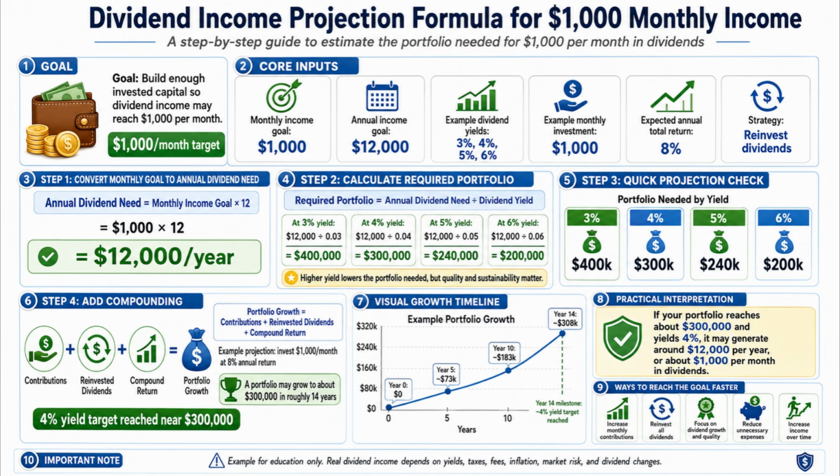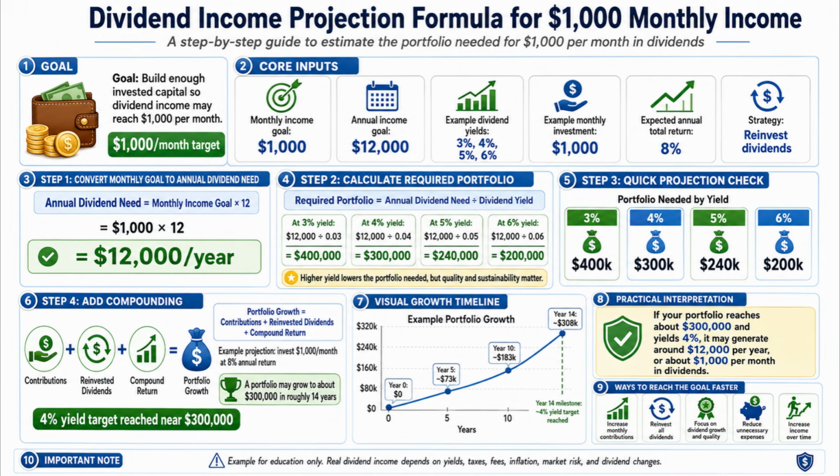Next, we look at the core inputs used in this example. The monthly income goal is $1,000, and the annual income goal is $12,000. Then, for dividend yield, we use example rates of 3%, 4%, 5%, and 6%. Also, the example monthly investment amount is $1,000, and the expected annual total return is 8%. In addition, the strategy assumed here is reinvesting dividends so the portfolio can compound more effectively.